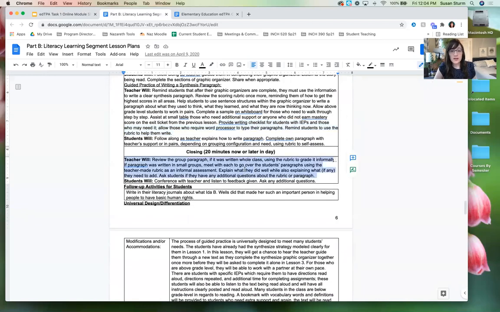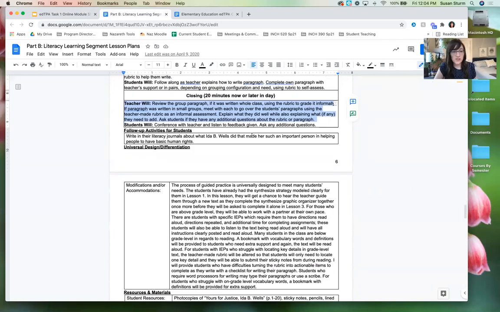And then closing, they're going to grade themselves with that rubric. They're going to talk about it and see if they have any questions, and that's how the lesson ends. The follow-up will be another journal entry about what Ida B.